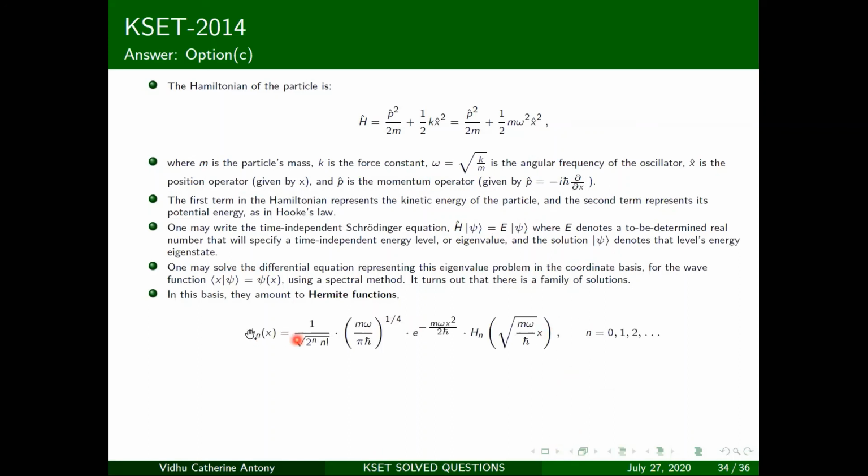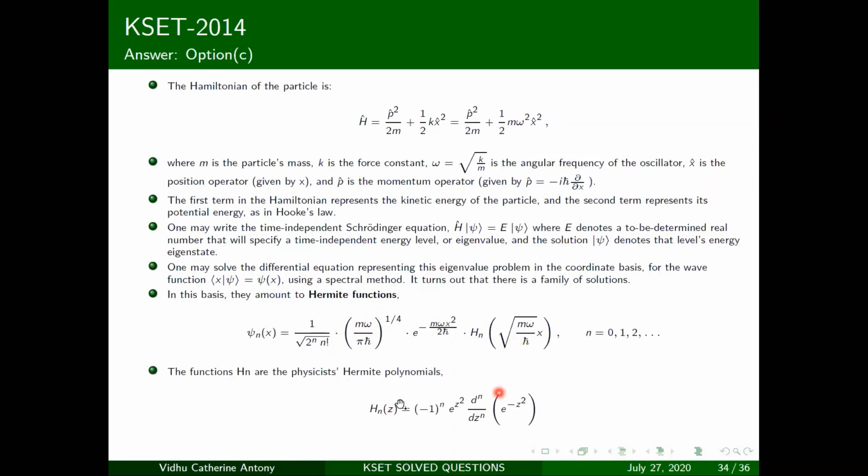So what do you write? Basically, you have a psi n of x, 1 divided by root of 2 power n and factorial, and you have an m omega divided by pi h cross whole power 1 by 4, e to the power of minus m omega x squared divided by 2 h cross, and you have your Hermite polynomial here. That is a function of root of m omega divided by h cross times x. So this is not multiplying it, but rather a function of root of m omega divided by h cross x. It's like your y that's there.